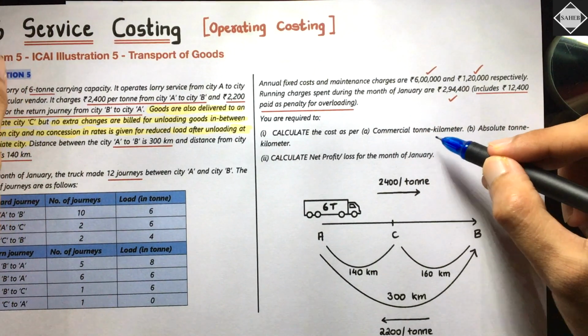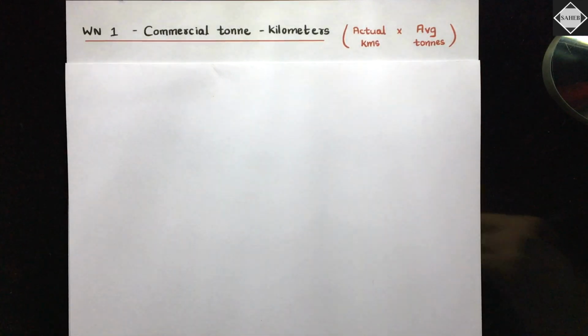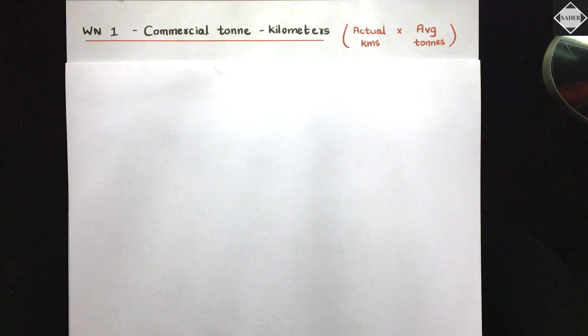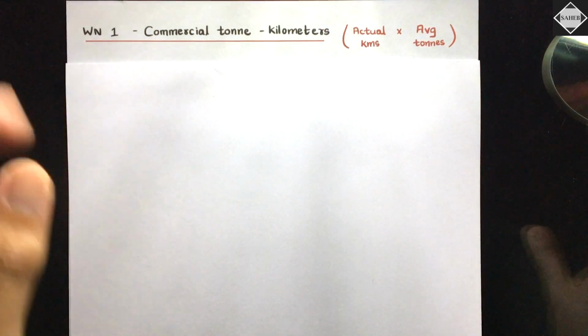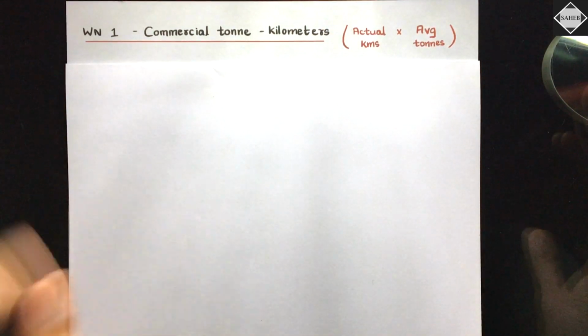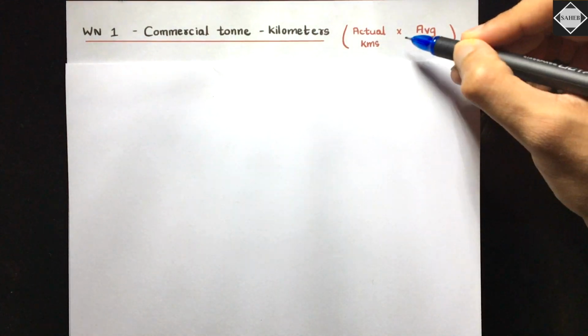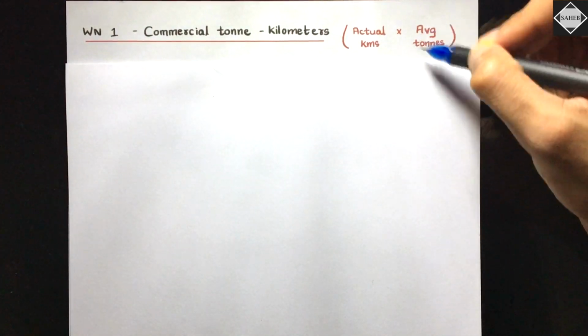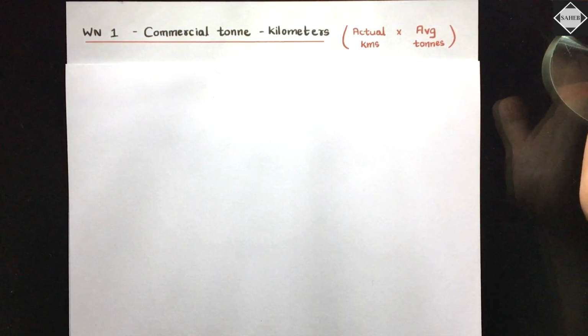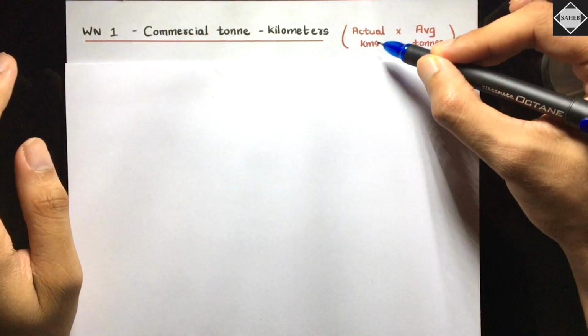First, we'll calculate commercial ton kilometer, right? Then only we will be able to divide and calculate cost as per commercial ton kilometer. Is it clear? So how to calculate commercial ton kilometers? It's really simple. You all know if you have watched the first illustration. Actual kilometer into average weight or average tons, right? That's what you do. So first let's calculate actual kilometers.